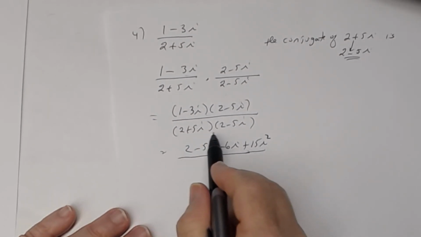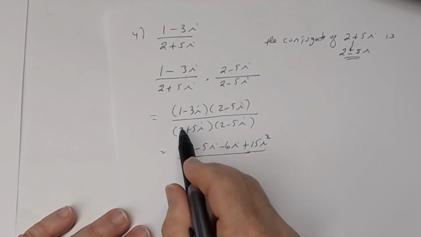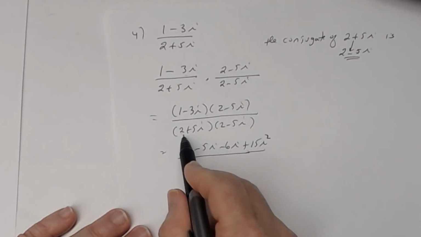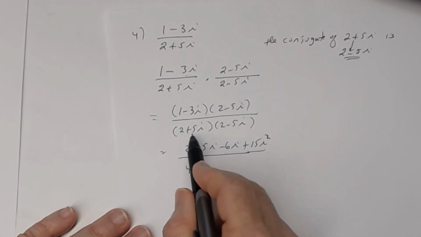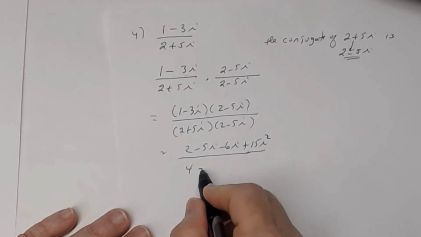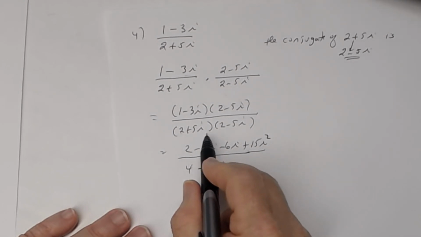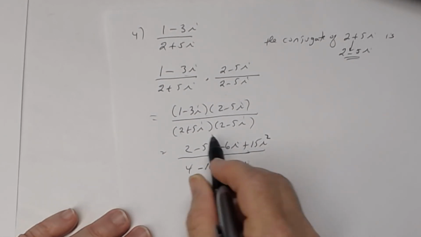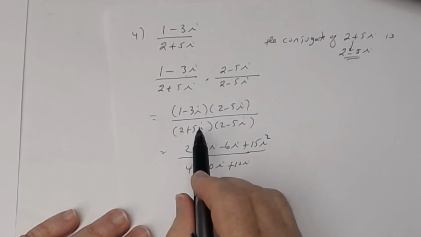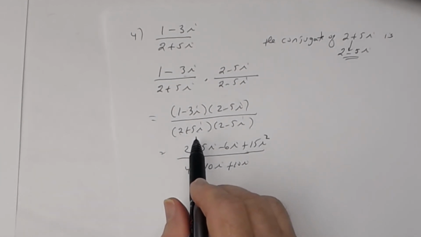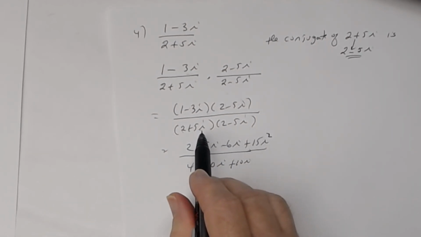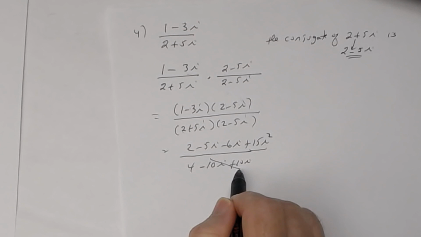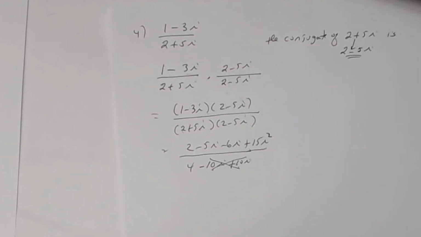The denominator, same thing. The first, 2 times 2 is 4. The outer, 2 times a negative 5i is a negative 10i. The inner, 5i times 2 is a positive 10i. Now remember, those are conjugates, right? So we talked about the fact that when you multiply factors that are conjugates of each other, binomials in this case, or multiply two complex numbers that are conjugates of each other, the outer and inner, when you do the FOIL, will add up to be 0.